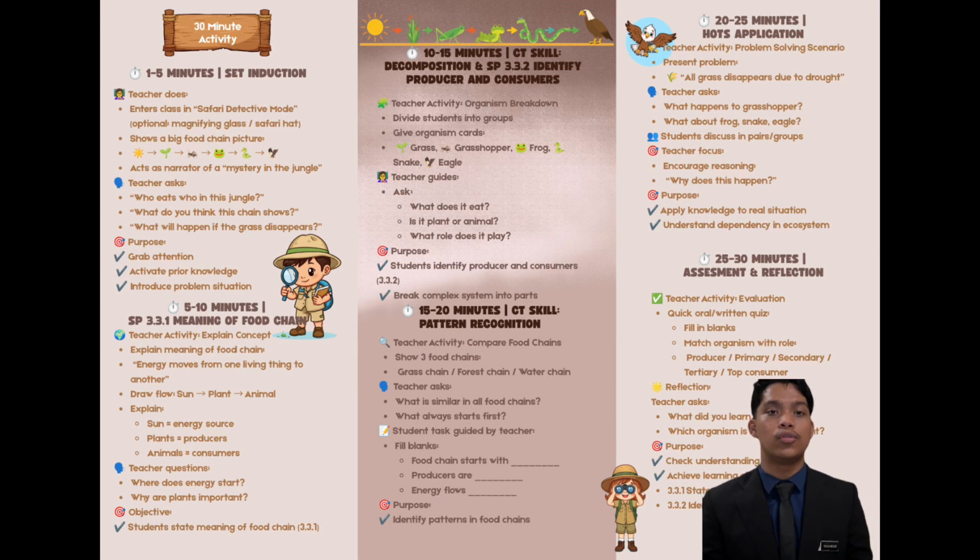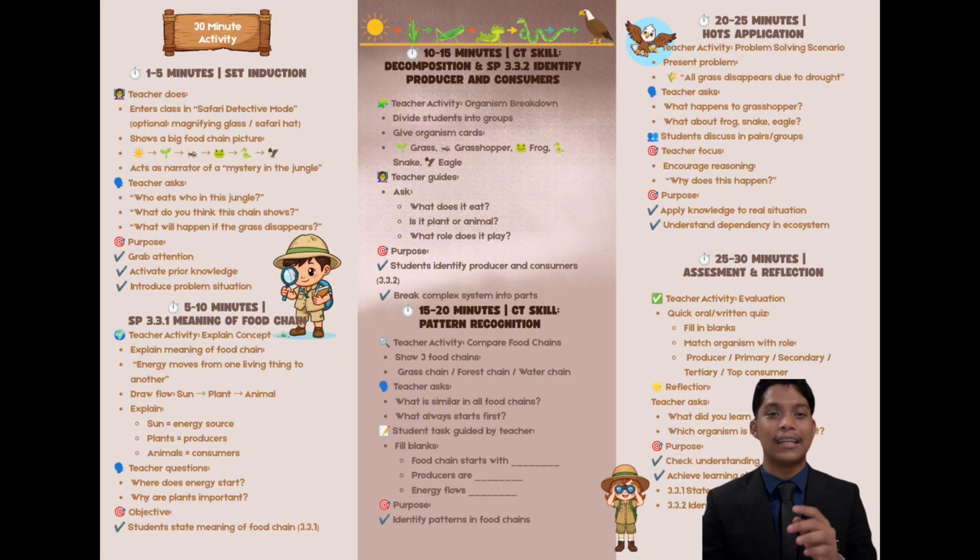From the 15th to 20th minute, students compare several examples of food chains from different ecosystems, such as grasslands, forests, and aquatic habitats. They identify similarities between these food chains by recognizing that every food chain begins with an energy source, includes producers and consumers, and follows the same direction of energy flow.